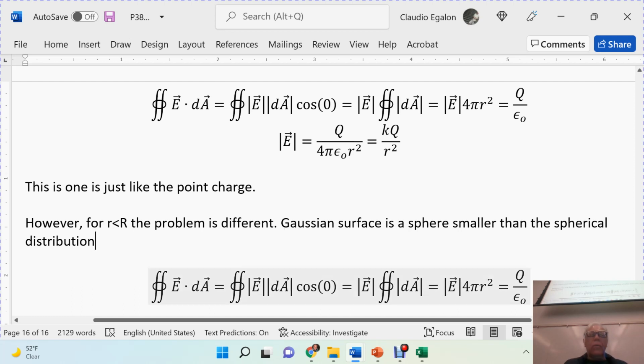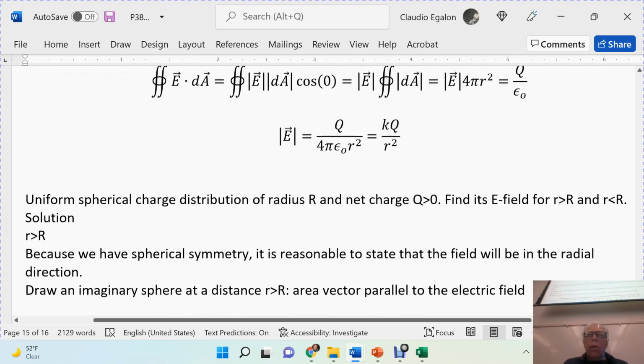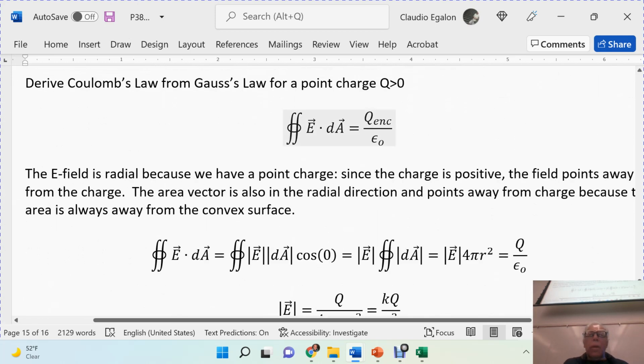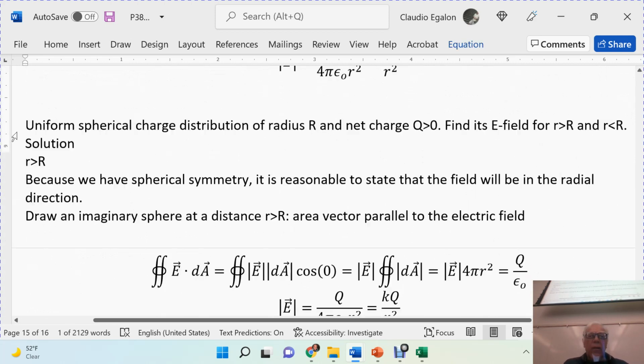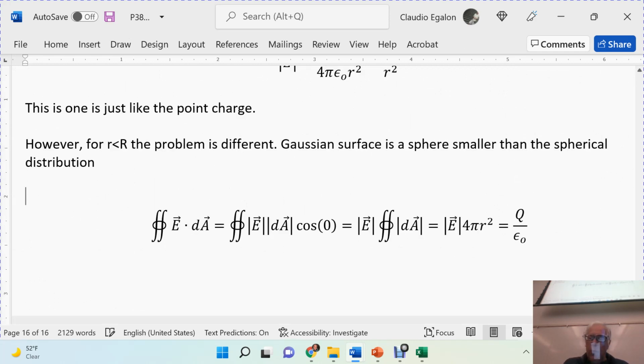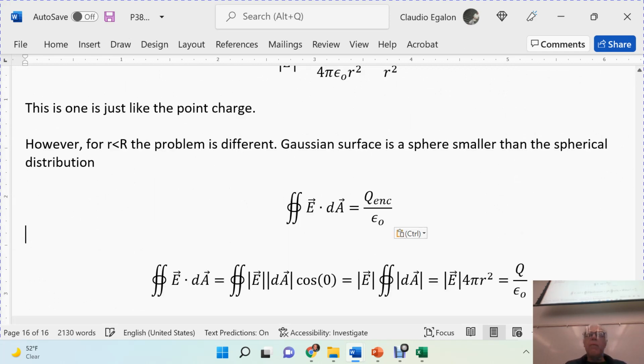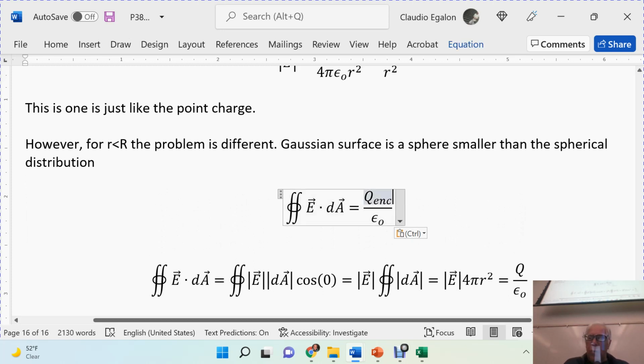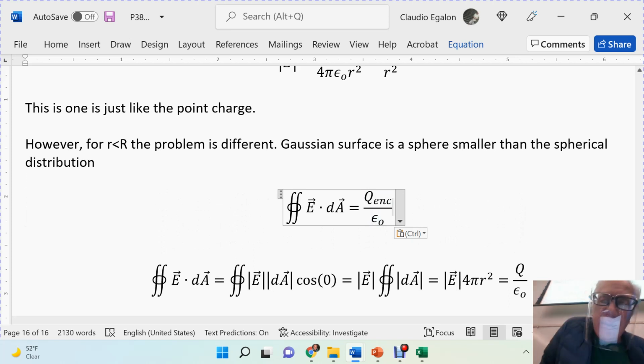But the electric field is still the same. And by the way, let's start solving the right side of the equation, right in here. What we have here on big Q is going to be less than big Q, the enclosed charge. So how do we calculate that?